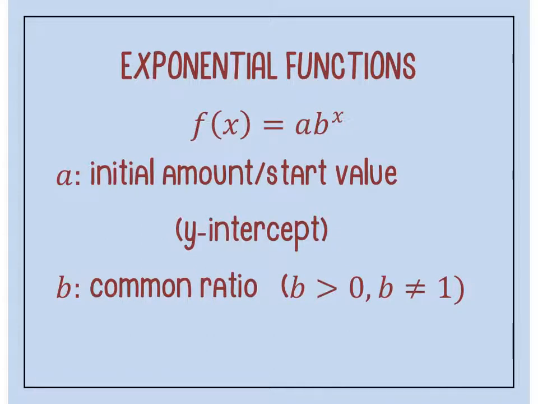So one of the things that we know about exponential functions is that the parent function is a b to the x. A is your initial amount, your starting value. It is your y-intercept. And b is your common ratio. B cannot be equal to 1. It has to be greater than 0. If it's greater than 1, it's an exponential growth. If it's between 0 and 1, then it's an exponential decay.